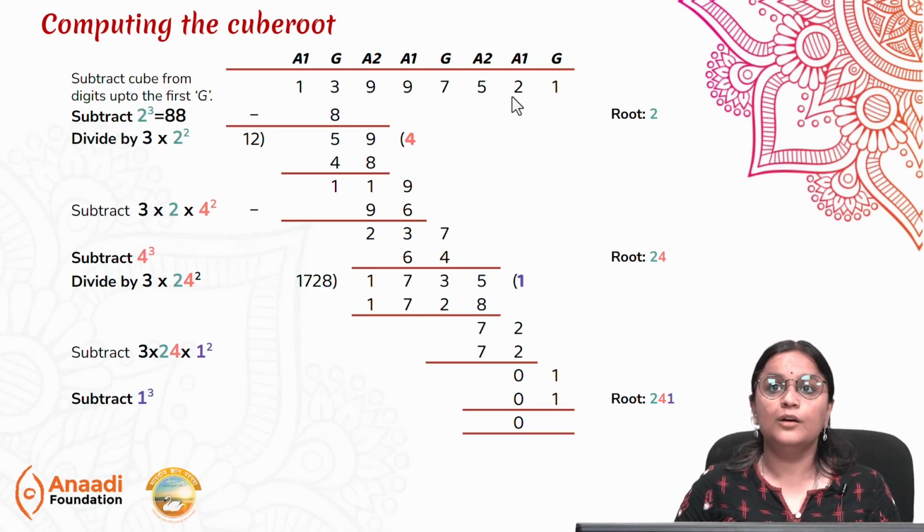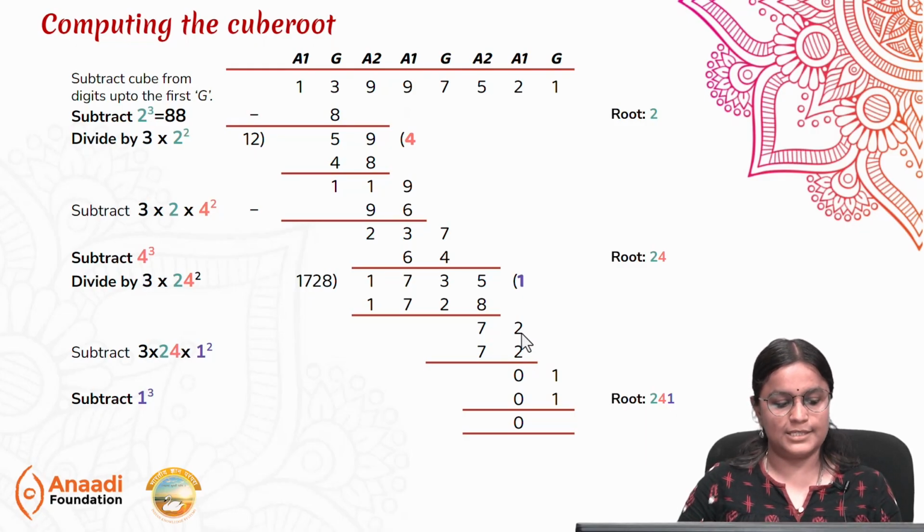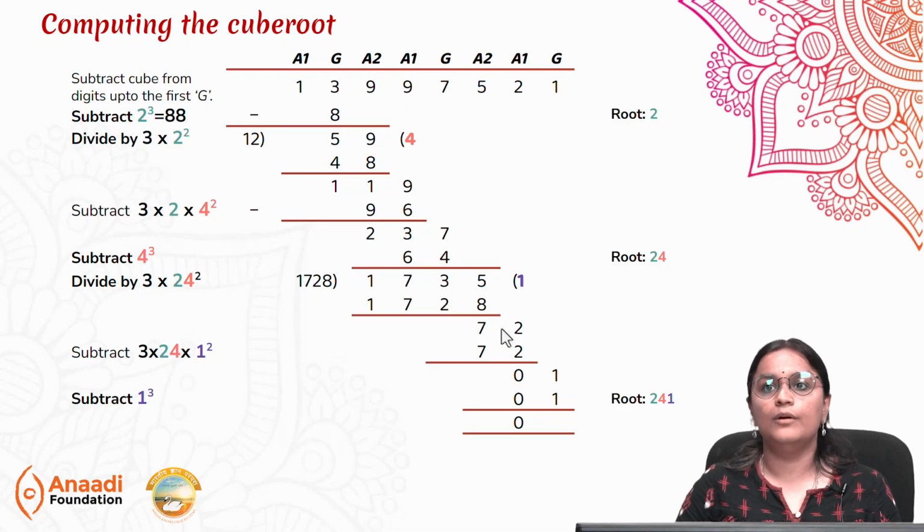Next, we bring 2 down from the Prathama Aghanasthana or the A1 place. Remember, just like before, whenever we bring a digit down from the A1 place, we must subtract 3 times the cube into the square of our previous quotient. So, it will be 3 into 24 into 1 square, which is 72, giving us 0 as the remainder.